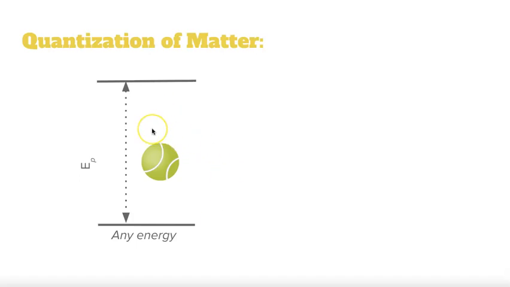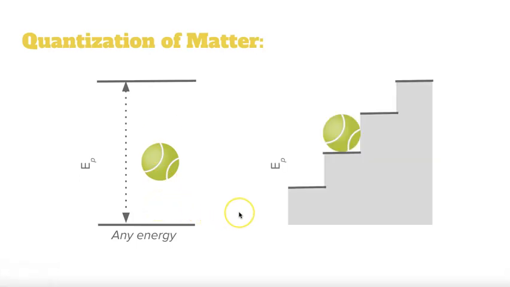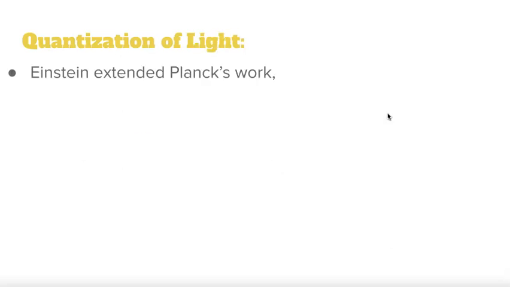So here is a visual of what that previous slide was saying. Initially we thought that any matter could absorb any amount of energy at any point in time. However, Max Planck came around and said, no, a tennis ball or any matter can only absorb certain amounts of energy relative to its position. And that's why we say the levels of energy for a molecule or matter in general are quantized.